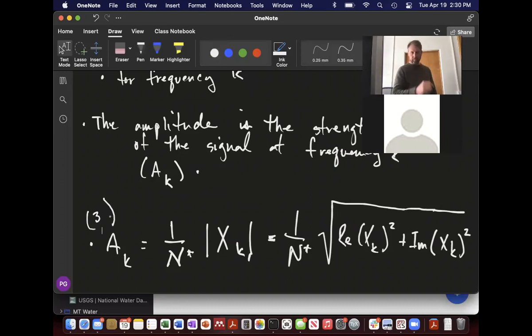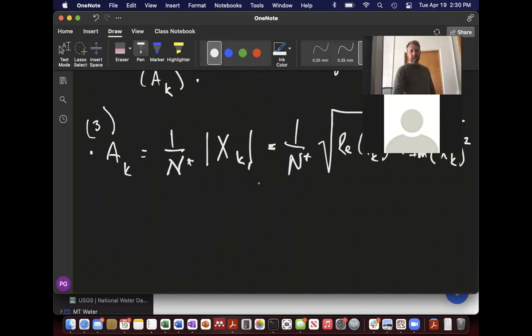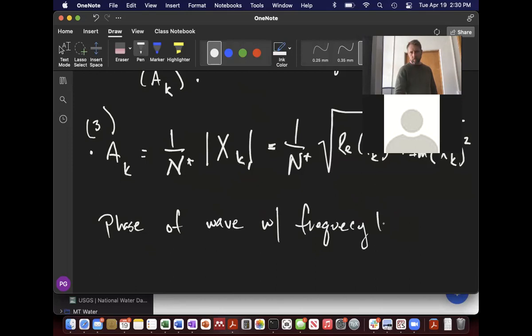That's important for us. And then the phase of the wave tells us the delay. We may have an annual frequency that's really dominant, but it's delayed by a day, for example. So the phase tells us something about the delay or the lag.